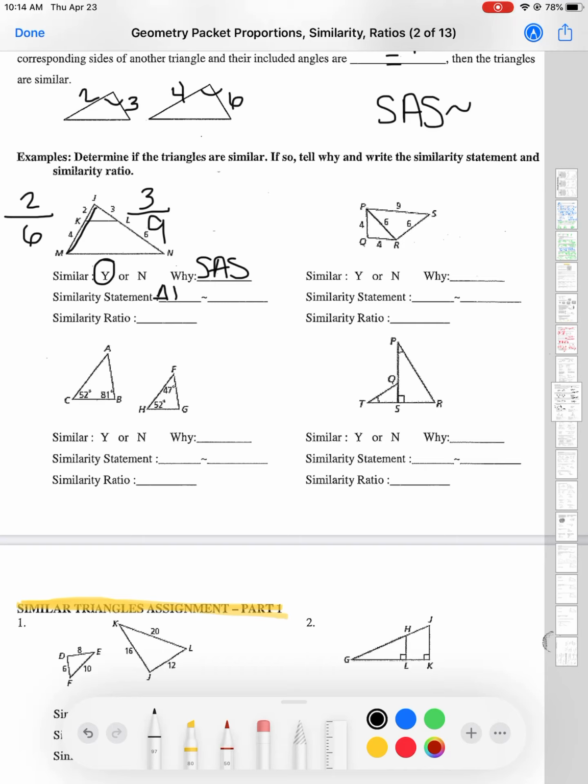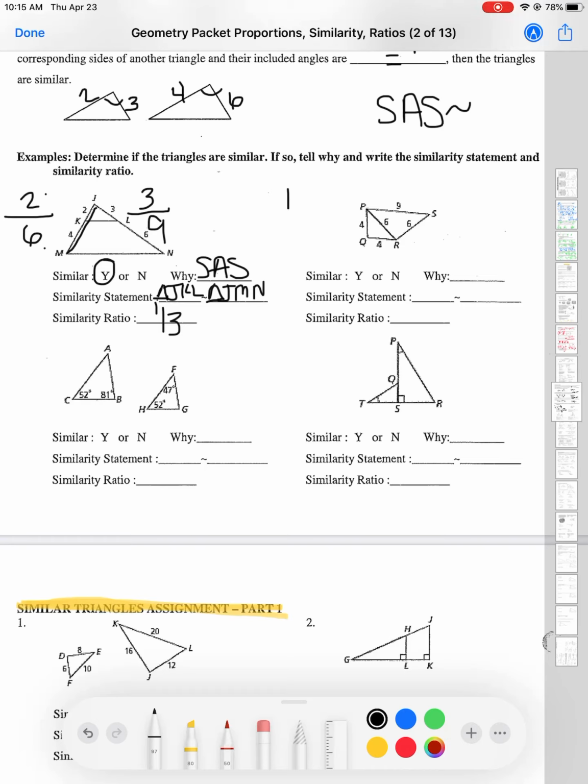Similarity statement, I'm going to say triangle JKL is similar to triangle JMN. And the similarity ratio, once I simplify this fraction, would be 1/3. Remember, if I'm going too fast, you can always pause me. This next one was a little bit more confusing because they shared a side.